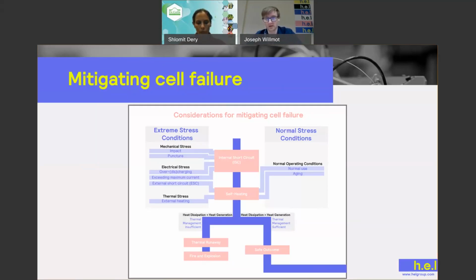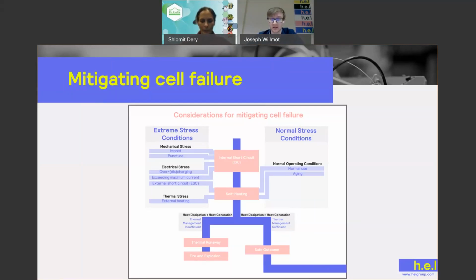Now, all of these external stresses caused on a cell will cause some form of an internal short, and these will normally lead to some form of self-heating of the cell. If the heat dissipated is greater, so if we're losing the heat quicker than it's accumulating, then although the cell might suffer subpar performance and eventually be damaged beyond use, essentially we have, in the bottom right, a safe outcome. The cell isn't going into a thermal runaway, it's dissipating its heat, it's going back to a base state and a normal room temperature eventually.